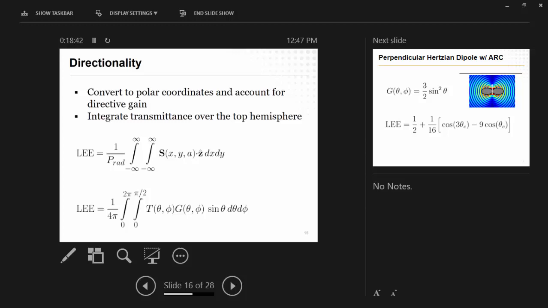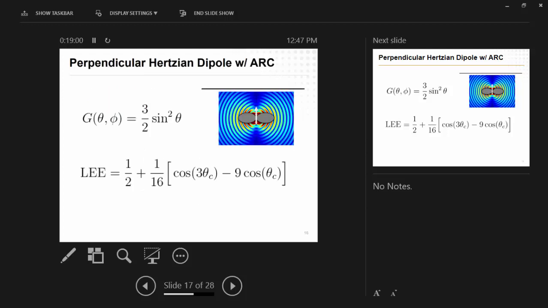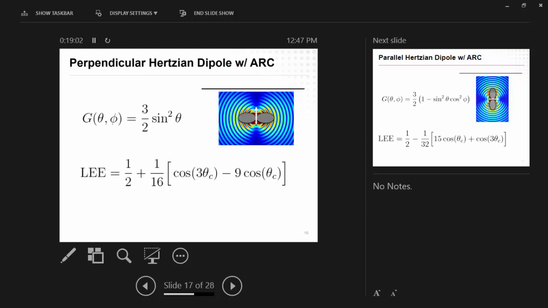So instead of integrating across that infinite plane, you notice we're just integrating across the top half of a sphere. So I go from 0 to pi halves, and then from 0 to 2 pi. So all the top half of the sphere. So there's my light extraction efficiency calculation. And you plug it all in, and you get this big, ugly expression. But it's an exact expression you can calculate and graph.